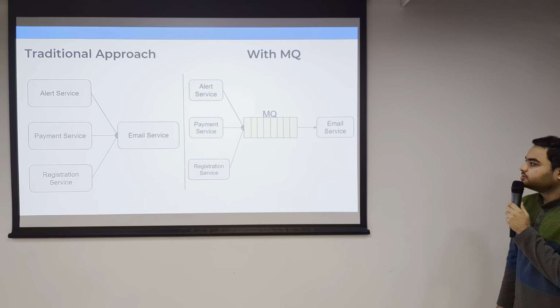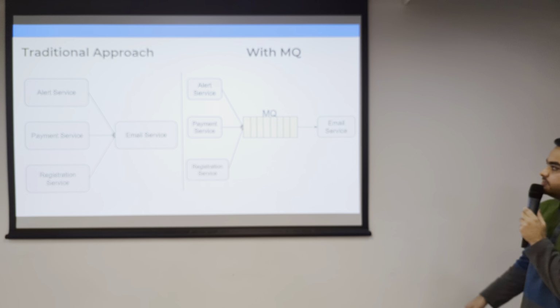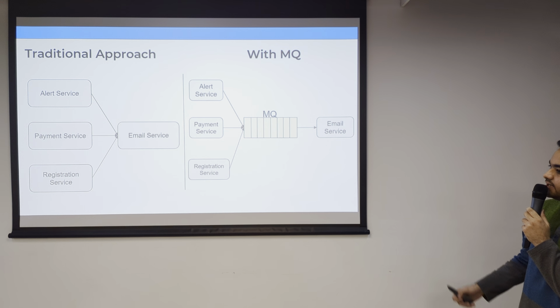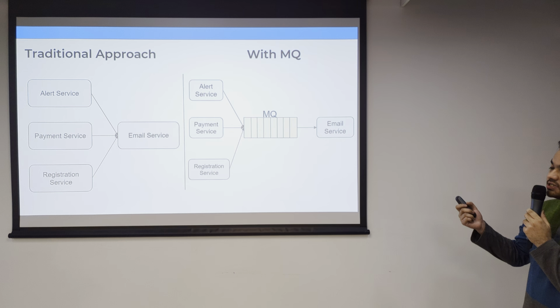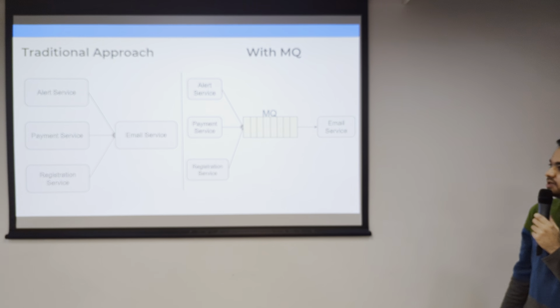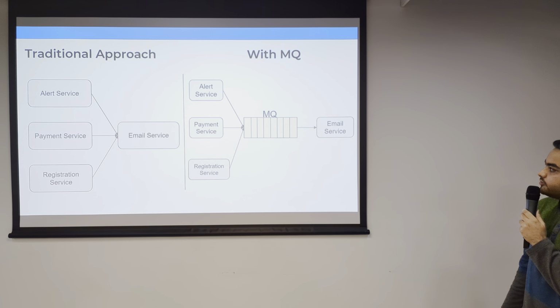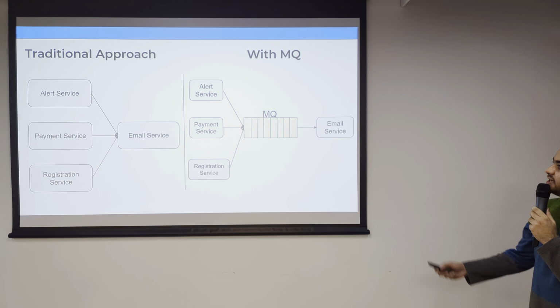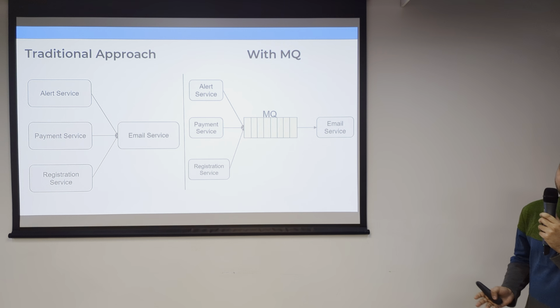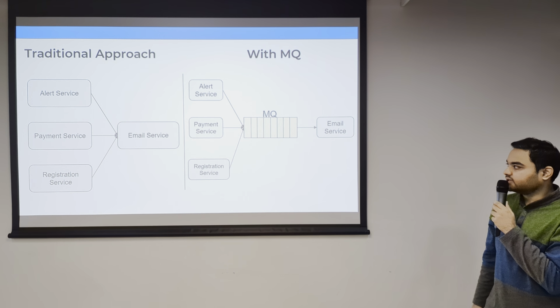Now, with messaging queues, if we add a messaging queue in between, then whatever messages all three services are trying to send, they all will be in the queue. This messaging queue works in a FIFO approach that we have already studied in data structures. So first in, first out. So let's say all these services are trying to send a message to the email service, they all first go into the queue, and then the email service will take these messages one by one.